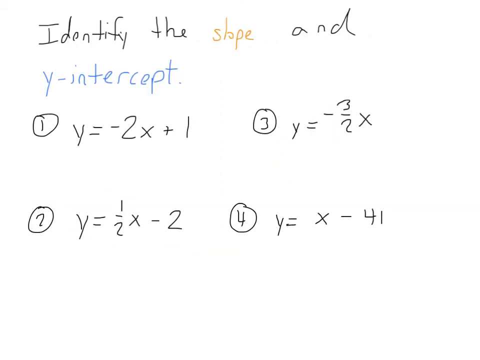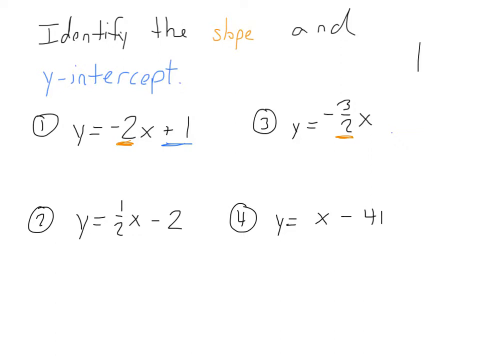Why don't you take a second and pause the video, identify the slope and y-intercepts for all these, and then play it when you're done. All right, the slope of this one is going to be -2, and the y-intercept is going to be +1. The slope here is going to be -3 over 2. The y-intercept is actually nowhere, so it's 0. So it crosses the y-axis at 0, which is also the x-axis at 0. It's the point we call the origin.